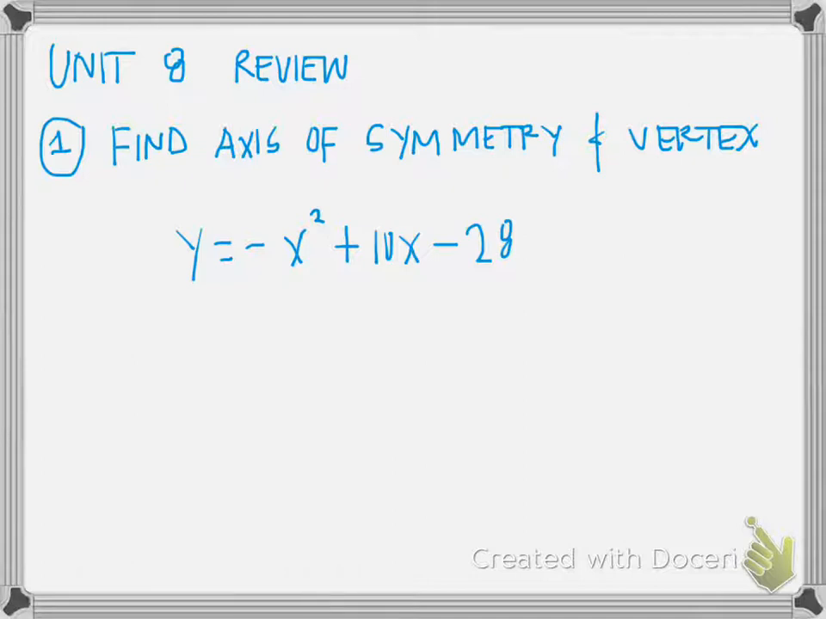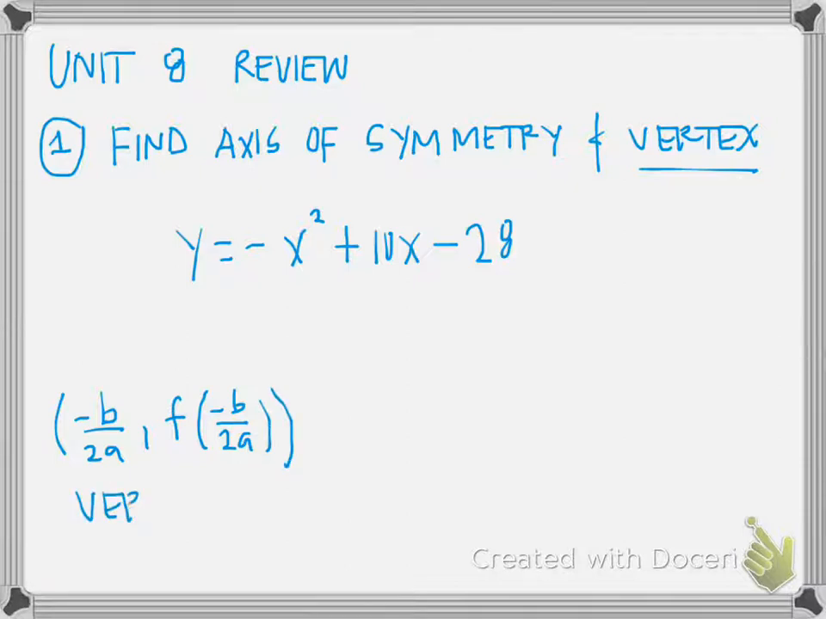All right. So the first part is finding the axis of symmetry and the vertex. So remember, the vertex is negative b over 2a, and then the function evaluated at negative b over 2a. And that's going to be your vertex. And the axis of symmetry is going to be the x part of the vertex. Okay?